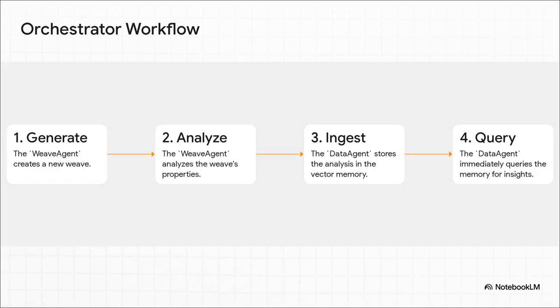And this workflow here, it's a perfect automated loop. The orchestrator tells the Weave agent, go make a new pattern. The agent does, then analyzes it. The results get handed off to the data agent, which sticks them into the memory, and then, and this is the kicker, the data agent immediately turns around and queries the memory, asking questions about the very data it just saved, maybe trying to find connections to things it's seen before. It's a totally self-contained, self-improving discovery engine.